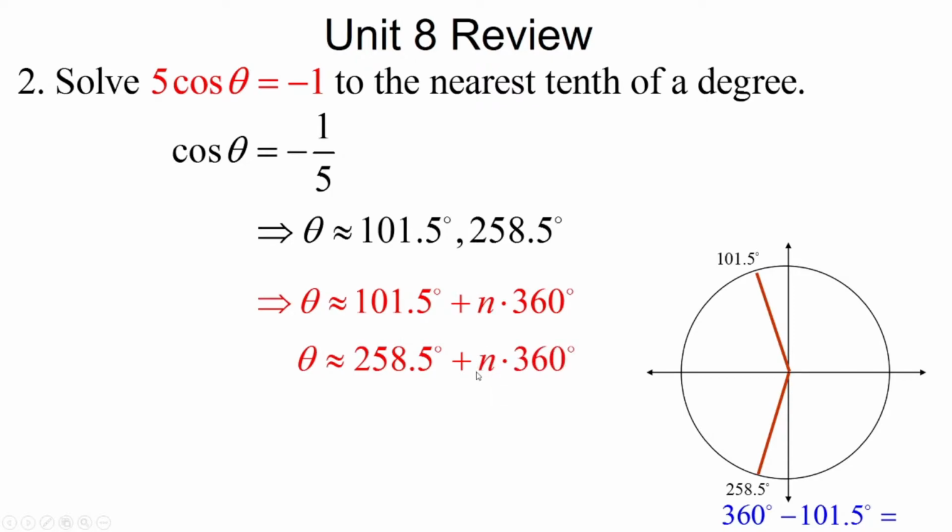And n is any integer, therefore these two answers give me every possible angle theta for which 5 cosine of theta equals -1. So always check, did they give you an interval? If they did not, you've got to deal with all solutions just like this right here.